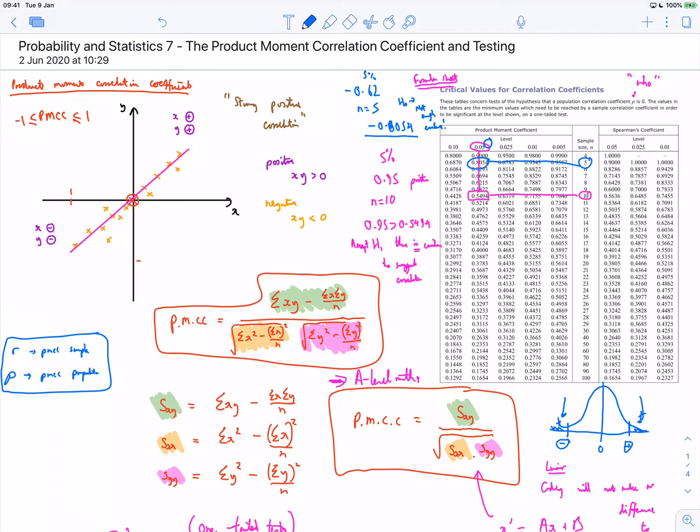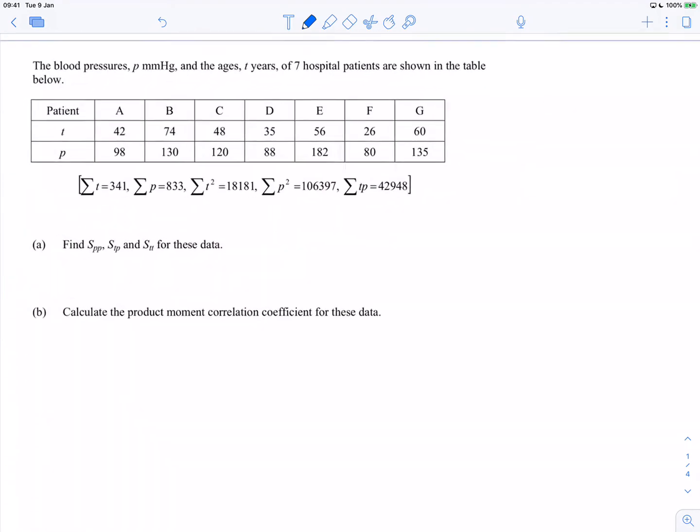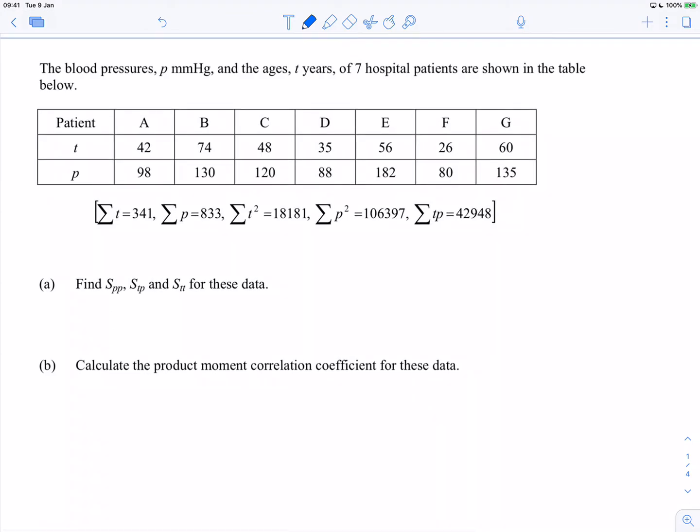Right. We've talked about hypothesis testing. We've done the PMCC and how to calculate it. Hopefully I've shown you where it comes from, and you can go off and explore that yourself if you wish to. I've got 3 examples that I want to go through. Hopefully today will be fairly short and sweet. Okay, so the blood pressures, P, milligrams per whatever that is.